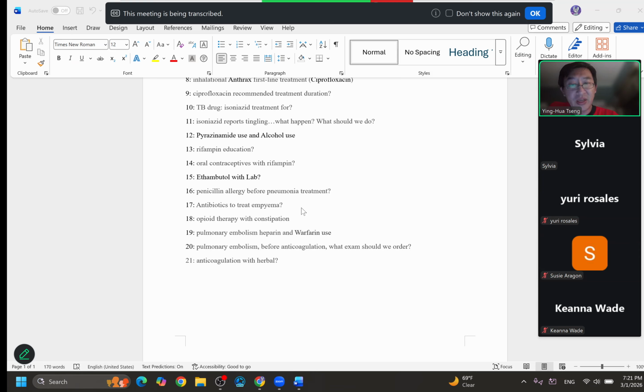Okay, it's an infection already. So it's not helping improve the fluid drainage or the cardio function? No, the antibiotic is treating the infection only. Okay.